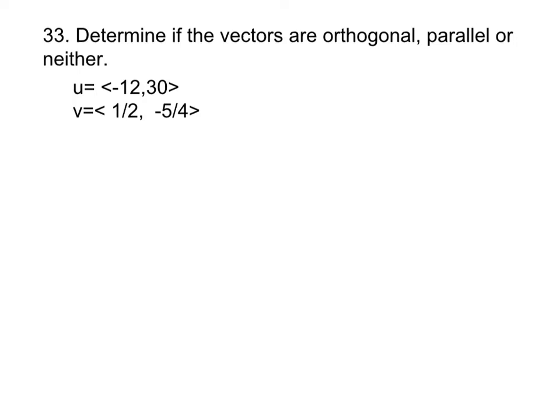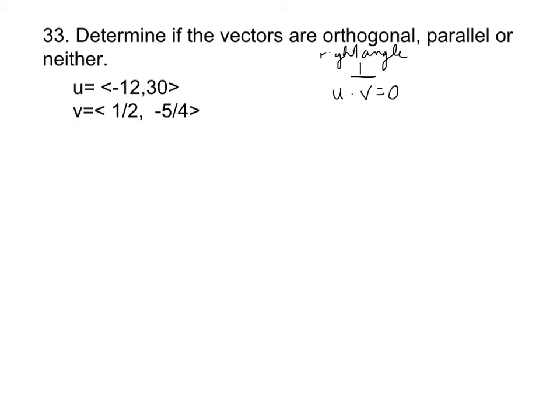Okay, and then starting with number 33, it asks you to determine if the vectors are orthogonal, parallel, or neither. Most vectors are neither, right? If you find the angle between them, the angle is not 90 degrees, and they're not in the same direction. Some vectors are not in the same direction. So basically orthogonal means that they are at a right angle to each other, right? They're perpendicular, and the dot product is equal to 0.